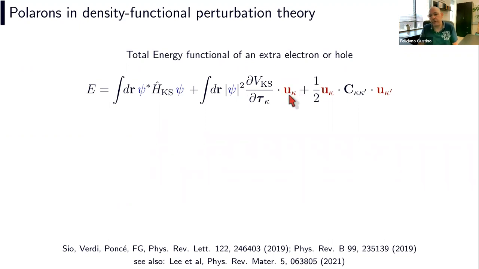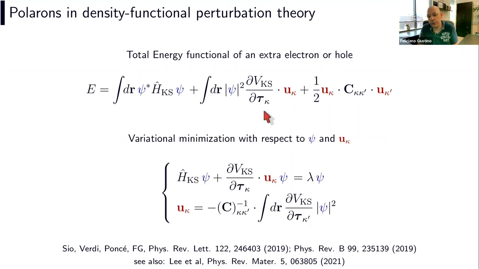And what you do when you have a functional is you try to find the ground state. To do so, you do a minimization, a variation of the derivative with respect to psi star, and a derivative with respect to u sub k. And this leads to two equations. The first one is a modified Kohn-Sham equation, where there is an extra term that corresponds to the linear electron-phonon interaction.